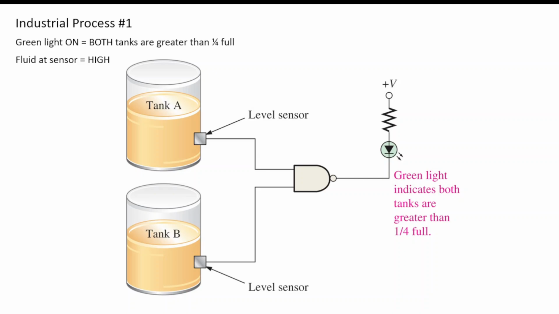Here are some more examples of sinking and sourcing logic gates. So on this one, we have a couple of tanks and a couple of proximity sensors. The green light is on if both tanks are greater than a quarter full. The fluid in front of the sensor will give a high signal. The green light indicates both tanks are greater than a quarter full. And we can see the connection here.